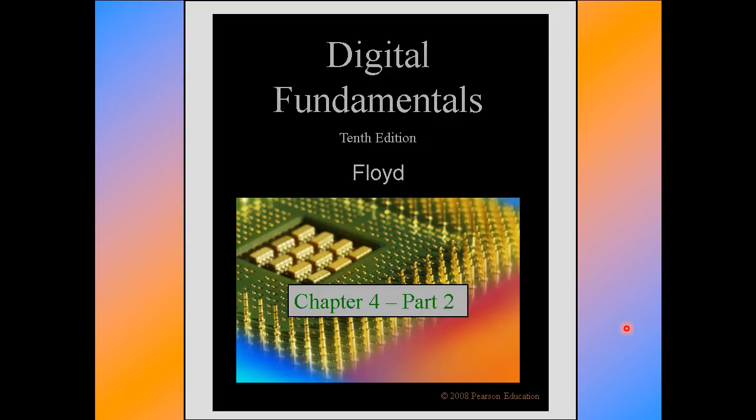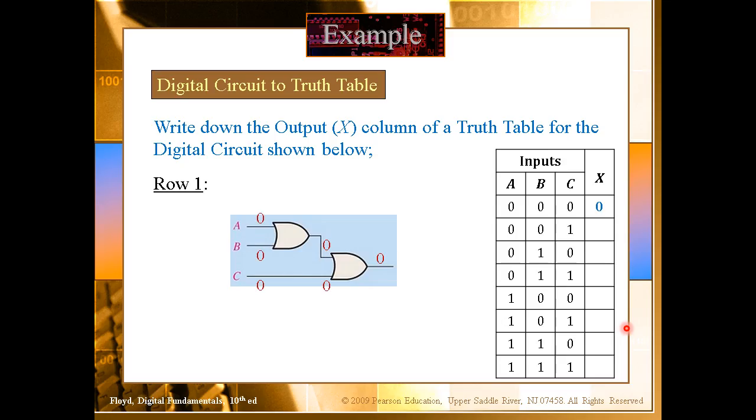All right, so we are going to start the second part of our chapter 4 lecture. Remember in the last lecture we talked about the Boolean expression, right? And we also showed how to convert between truth table, circuit, and expression. So we'll talk about more today. The first one that I have here is from digital circuit to truth table.